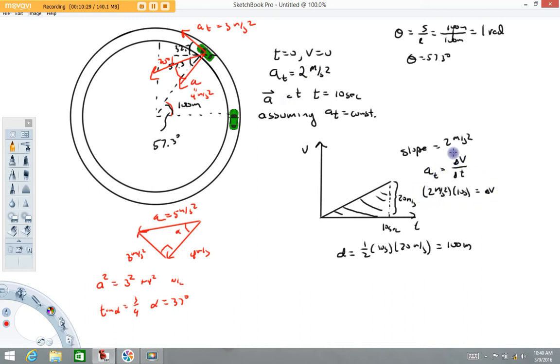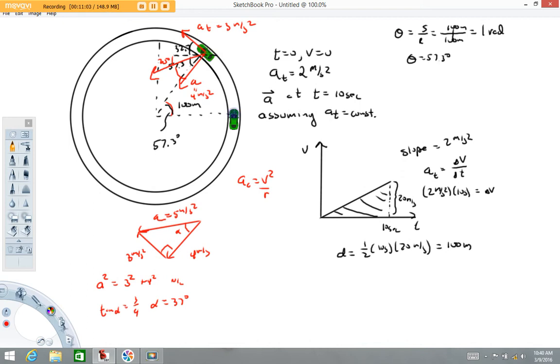Tangential acceleration is equal to change in v over change in t. Calculating the change in v, we get 20 meters per second. So 10 seconds later, the car is moving 20 meters per second. That allows us to calculate the centripetal acceleration by v squared over r, the v being the 20, the r being 100. Now we also need to know where the car is. That's why I used the area under the curve here. That ends up being 100 meters. That told me how far along this path the car had traveled, 100 meters.